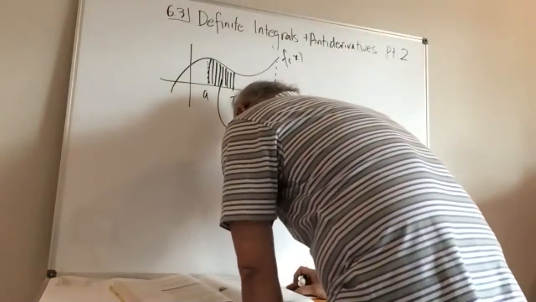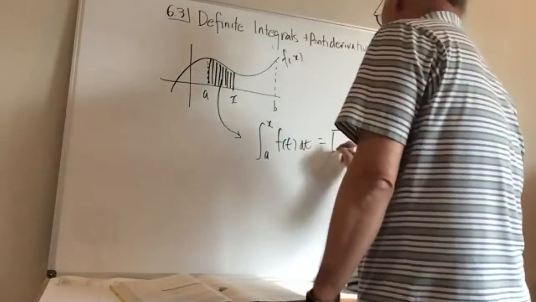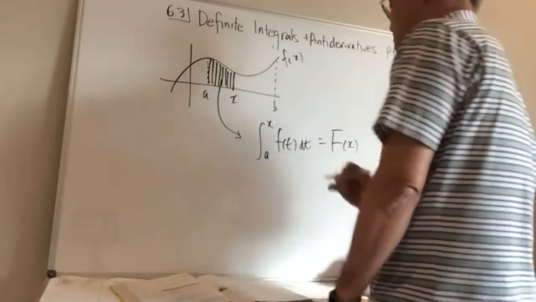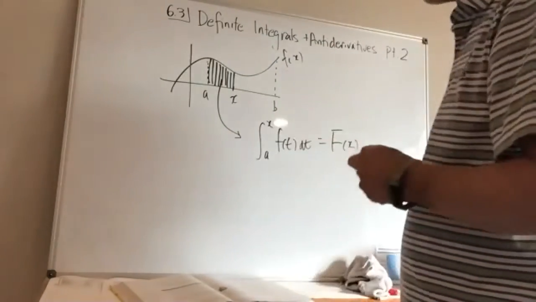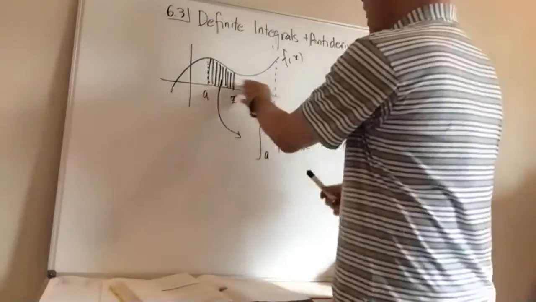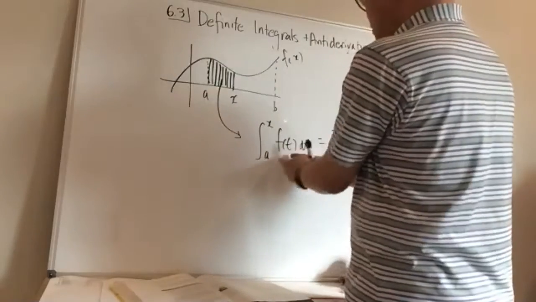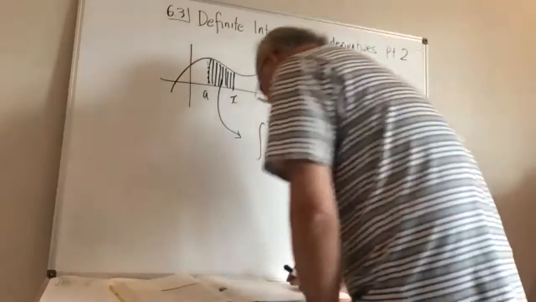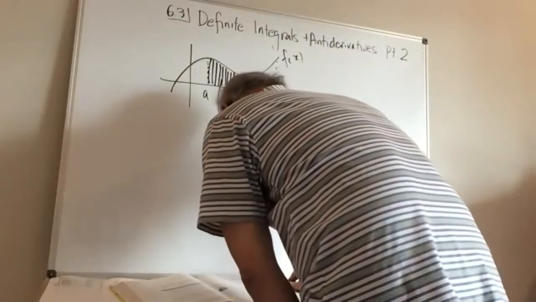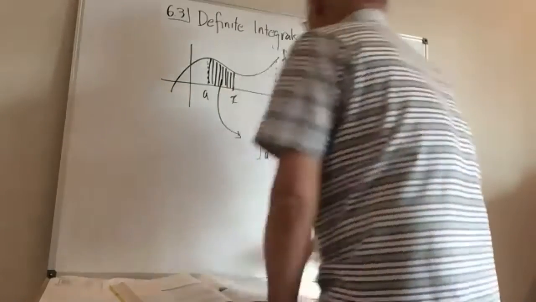So your shaded region represents that, and we're going to call this large F of x, the accumulator function, large F of x, because this is a function of x. As x moves along, this guy changes, right? So that's a function of x. So it's large F of x. Okay, and we're going to call the accumulator function large F of x.